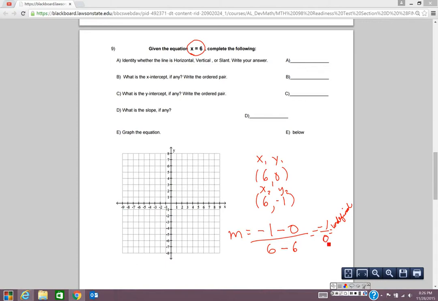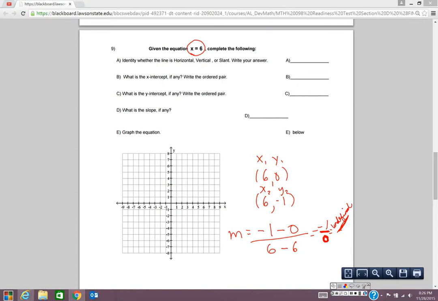Here is how you can remember. One of my students told me this is how he remembers: when the 0 is under the line, it's undefined. So that rhymes. If the 0 is under the line, that's undefined. So definitely we have an undefined slope.